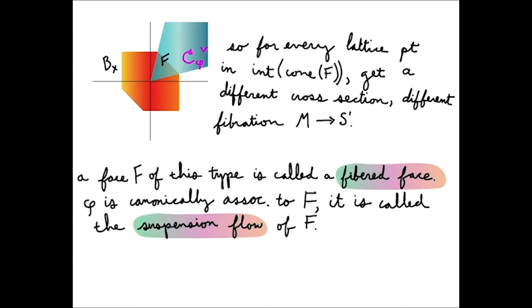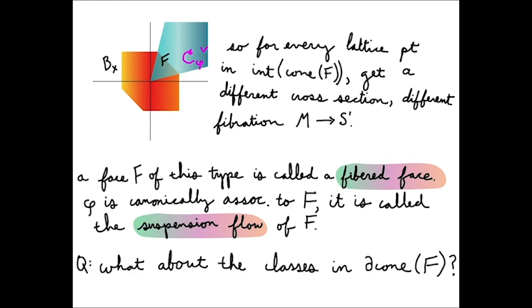When I have this behavior, this face F is called a fibered face. I'll also say that the flow phi is canonically associated to F. It's called the suspension flow, and what do I mean by canonically? I mean up to reparameterization and conjugation by homeomorphisms of the 3-manifold that are isotopic to the identity.